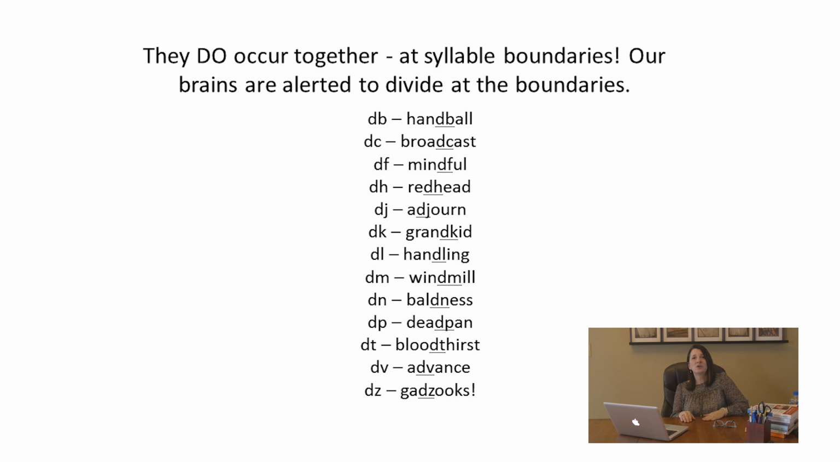Well, skilled readers with years of experience with print, their brains notice that some frequently occurring letter pairings are seen within syllables and that some don't appear between syllables. So there's D and Z together at the bottom, say in the word gadzooks. Yes, the D and Z are together, but the brain recognizes that this is a place that is a boundary and it separates them for us. It subconsciously chunked these syllables for us, gadzooks. We didn't have to think about it.